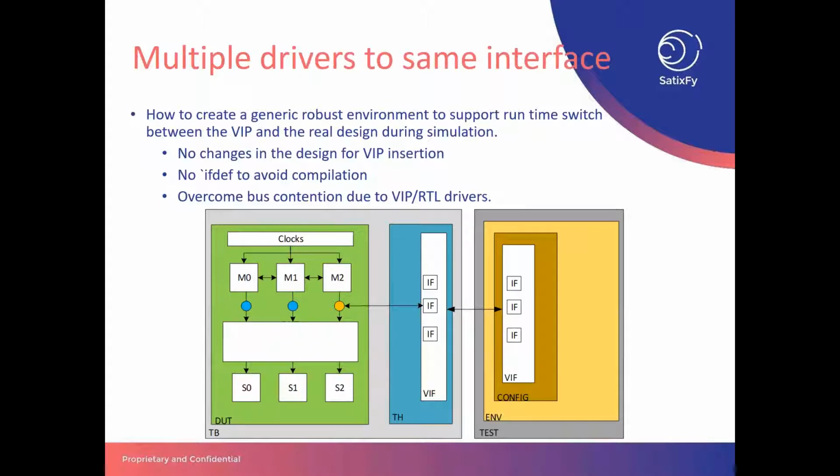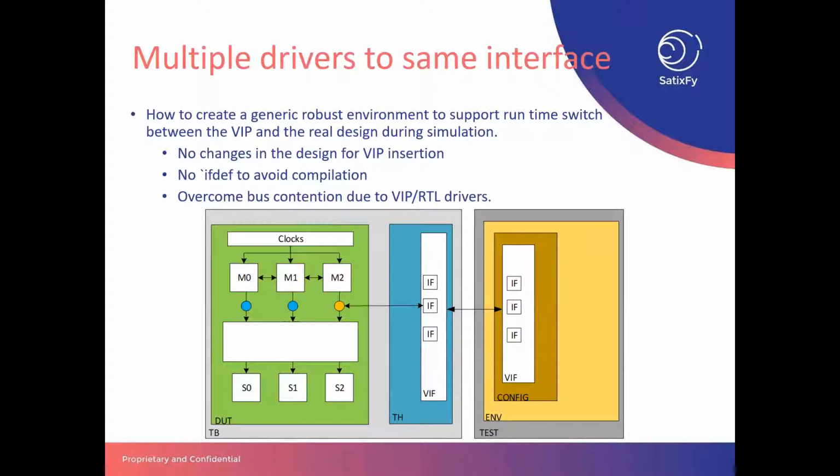So I've shown here a generic diagram. On the left side, the green one is the DUT. You can have several masters connected, maybe to a fabric, and you have different slaves. You have a lot of sideband signals connected to these masters, like clocks, resets, handshakes with maybe processor interrupts, whatever you have in the design.